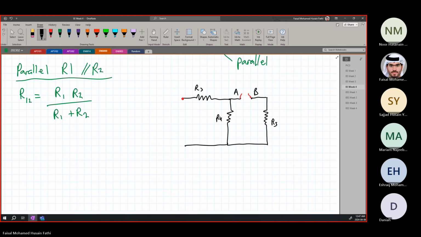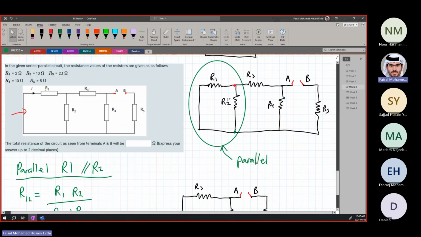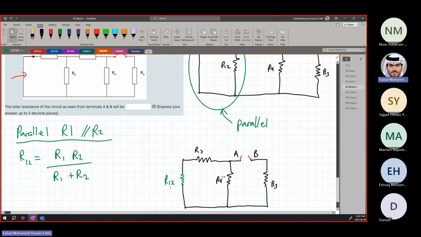زين. وبيبقى لكم هني الريزستور هذا. Let me do it in a different color. بيبقى لكم بس الريزستور هني in green. Okay. And this is R12. تمام. So this circuit has transformed into this circuit الحين. We have reduced it to this circuit.